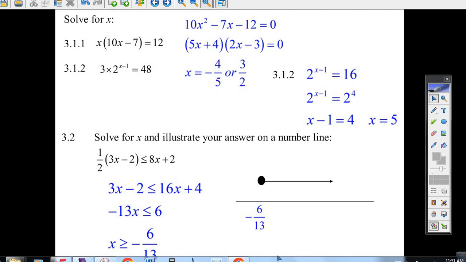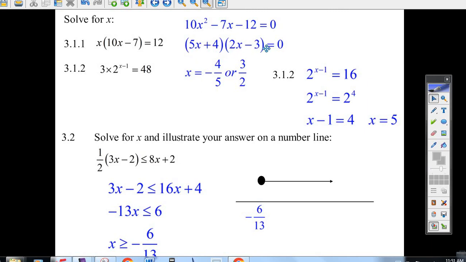Okay, this is question 3.1 and 3.2 of the tutorial assignment. And here, let's just do it. It says solve for x: x times (10x minus 7) equals 12. Well, the first thing is you multiply it out. You get 10x squared minus 7x. And then you subtract 12 from both sides so you can put it in standard form. Now, you put down two brackets to factor.